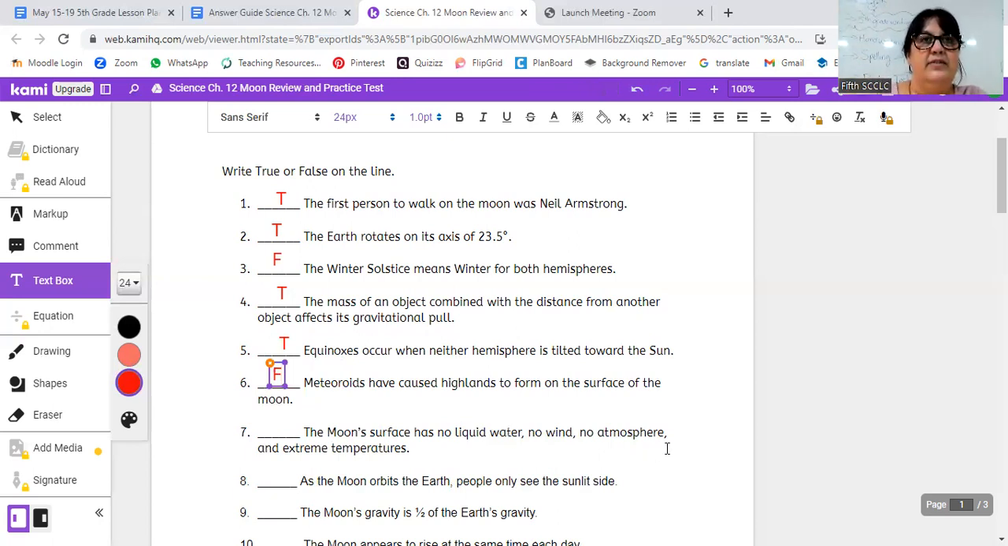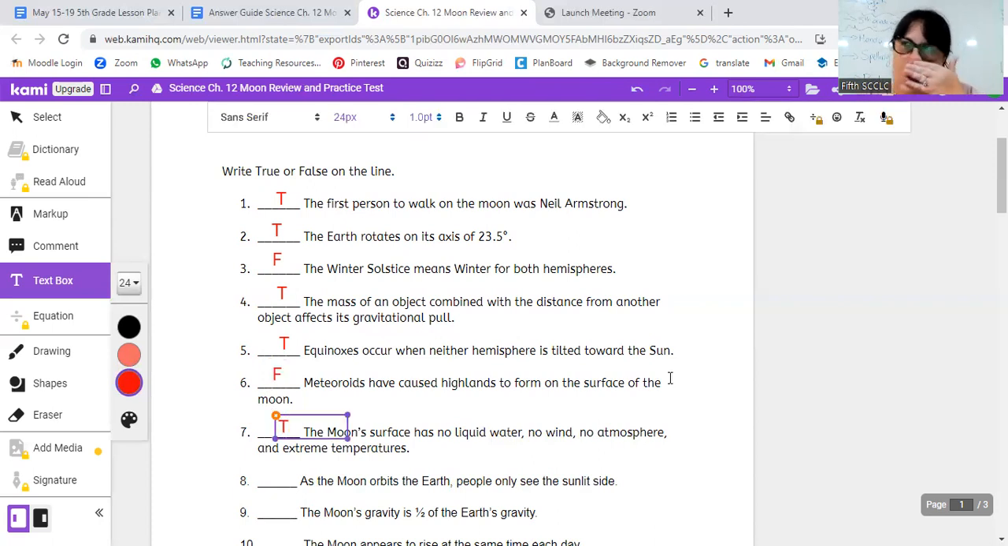Deborah, number 7. Oh, you don't have a paper? Take the one off of that. Sorry. All right. The moon's surface has no liquid water, no wind, no atmosphere, and extreme temperatures. Amelia. True. Good.